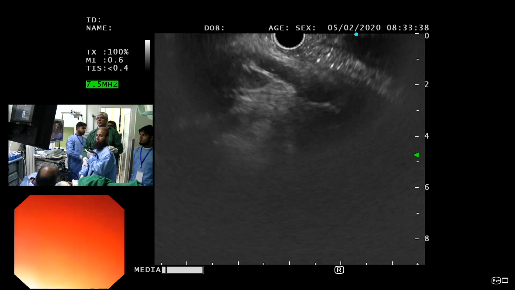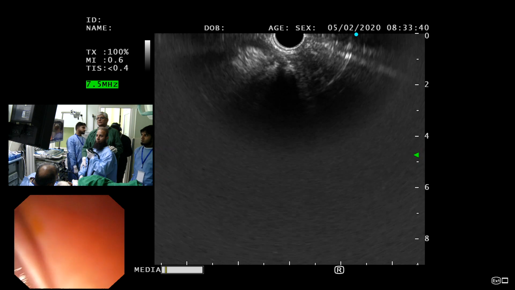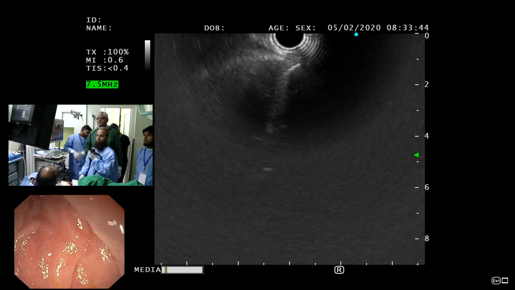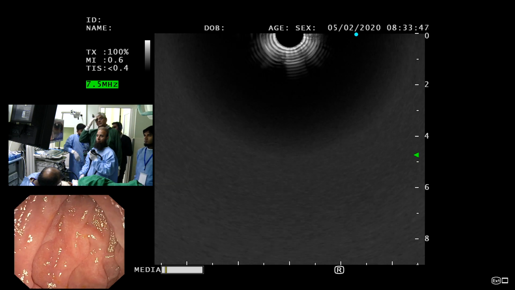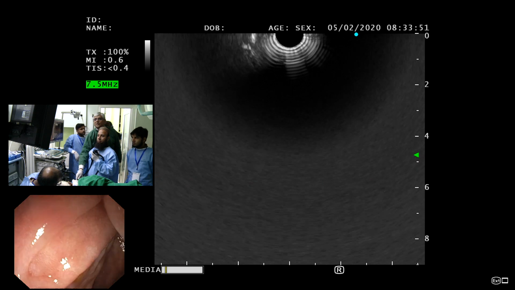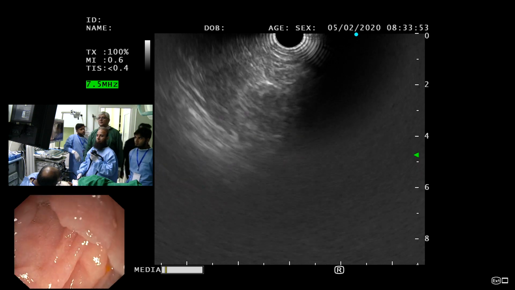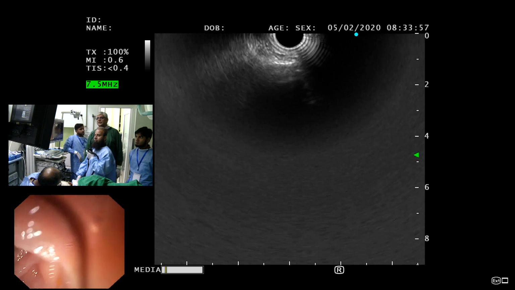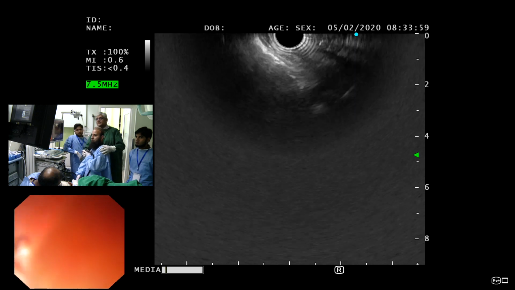No, go anti-clock now. More anti-clock. Okay, pull back now. Pull back a little bit. Pull back. Pull your scope back, a little bit. Okay, now tip up. Tip up and clockwise, anti-clock rotation. Right. Clockwise, anti-clock rotation. Okay.